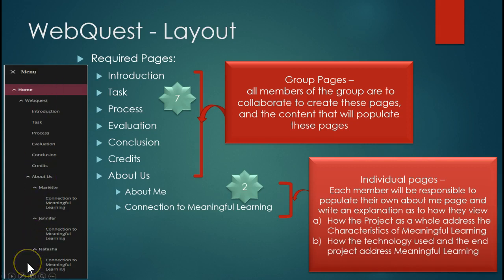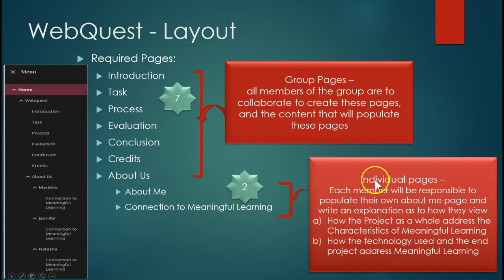This is the menu from our example WebQuest, and this is the requirements that you need to do. And you'll see that they actually go hand in hand. On the WebQuest, you have an introduction, task, process, evaluation, conclusion, credits, and about us. Those 7 pages are group pages. All members of the groups are to collaborate to create these pages and the content that will populate these pages.